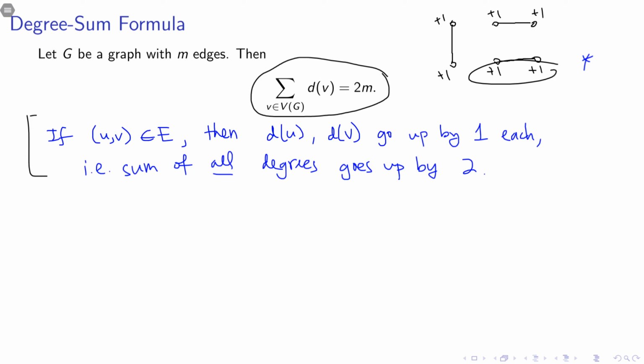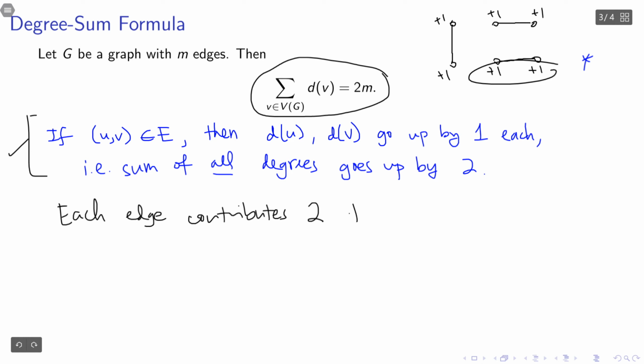Right? And on the right, you have exactly twice the number of edges. And this is basically the argument for that. The contribution of each edge to the sum on the left is exactly 2. So I'll write it that way. Each edge in your graph contributes 2 to the total sum of all vertex degrees.